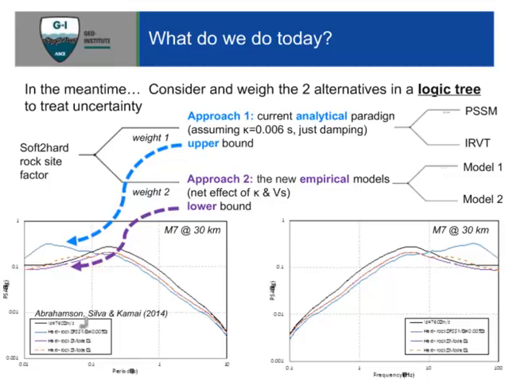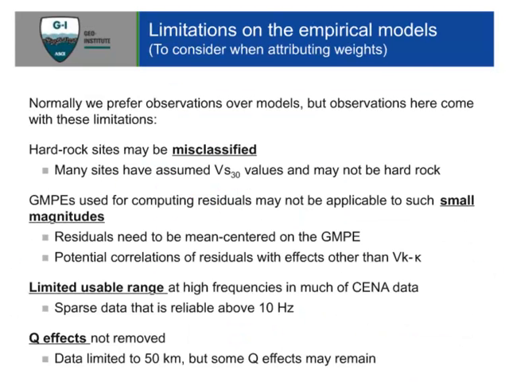So in the meantime, the thing to do is to consider this epistemic uncertainty in terms of a logic tree. That allows you to consider the available models today. Approach one, which is the current paradigm, the theoretical models we saw, that's in blue. It's going to give you your upper bound on high frequency ground motion. The empirical models we just proposed will probably give you your lower bound, so the purple line. On the left you see period, on the right you see frequency. So this is a really big range between your possibly valid models, and by assigning weights to these different models, you get to deal with all of them.